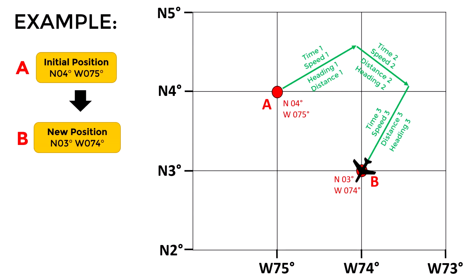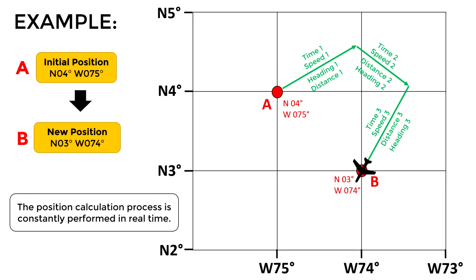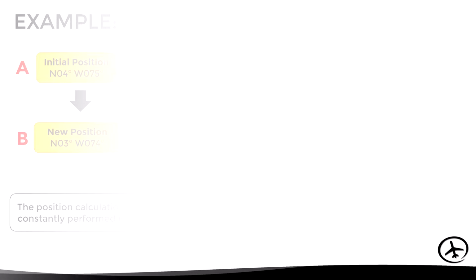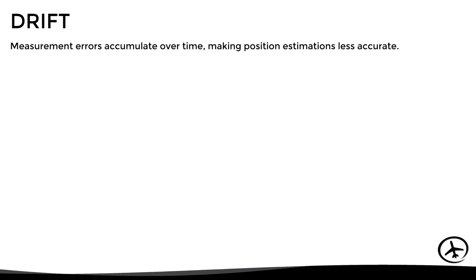Now, it is important to mention that the position calculation process is constantly performed in real time, which means that the flight crew can monitor the flight path at all times. However, as with all other dead reckoning navigation techniques, this inertial navigation is not perfect. It has certain errors that reduce the accuracy over time. This reduction in the accuracy of the system is known as drift, and it consists of measurement errors that accumulate over time, making position estimations less accurate.